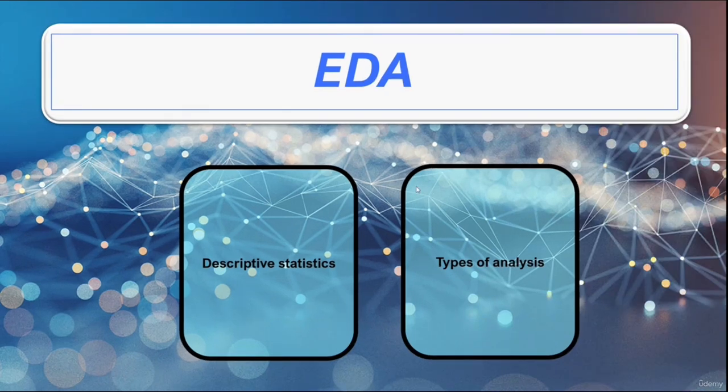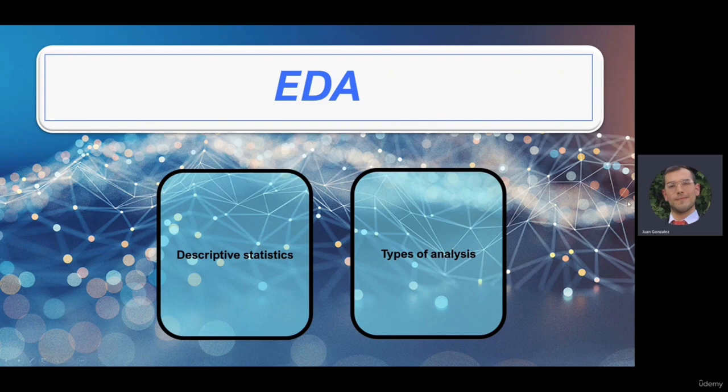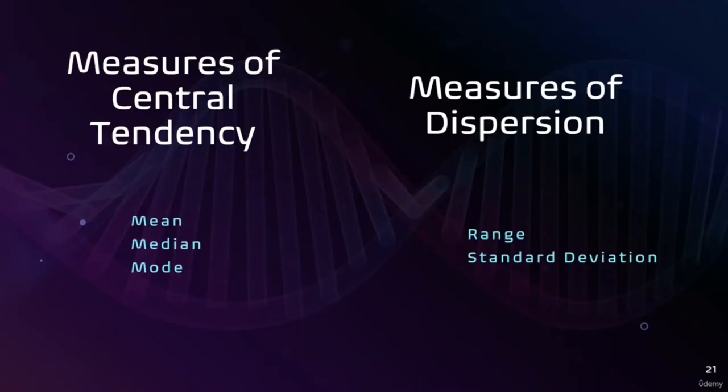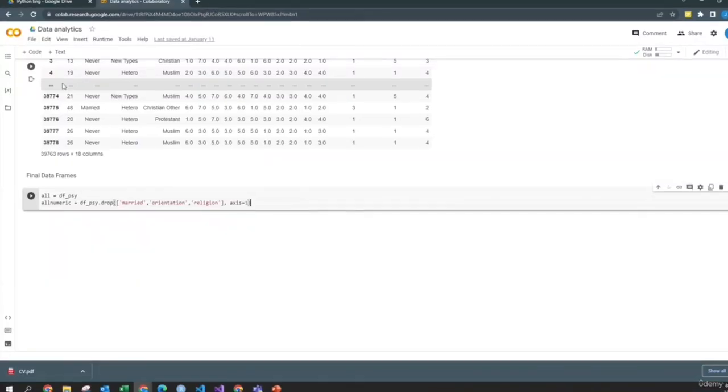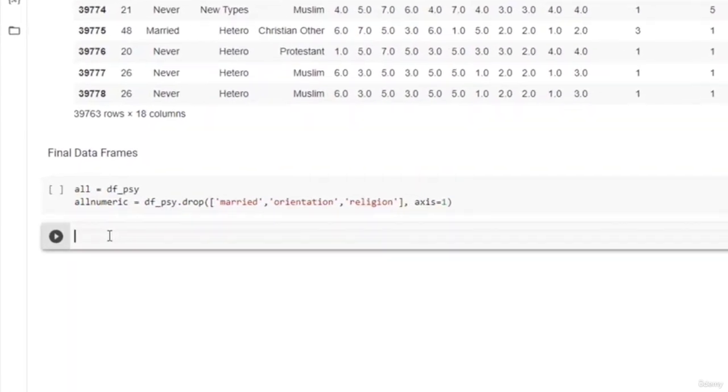The time has come and we are going to begin with the exploratory data analysis. Here we have the two types in which we are going to work, the descriptive statistics and types of analysis. To work with the descriptive statistics, we have two categories. The first category, we have measures of central tendency, the mean, the median, the mode, and we have measures of dispersion, the range, the standard deviation. We are going to add a new cell in our code.